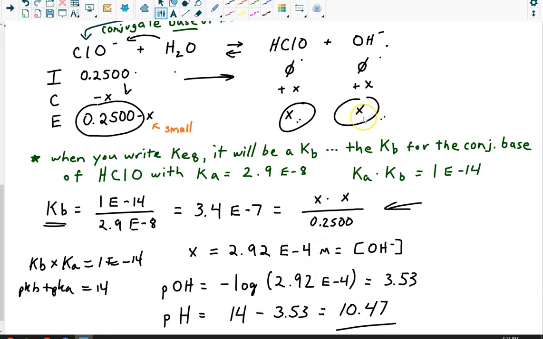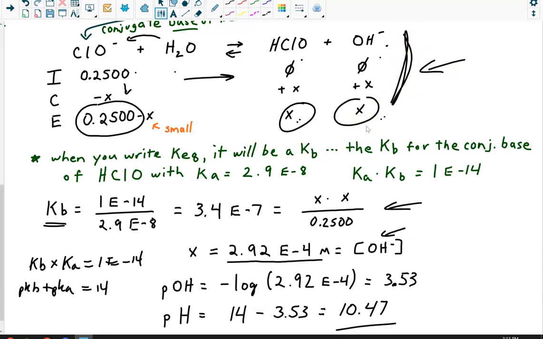That's the concentration of OH. Well, again, the question asks you, what is the pH of this resulting mixture? So when you take the negative log of this number here, 2.9 E minus 4, you're going to get the pOH. So the pOH would be 3.53. Then the pH of this remaining solution, again, this is the solution that remains after these two react, right?